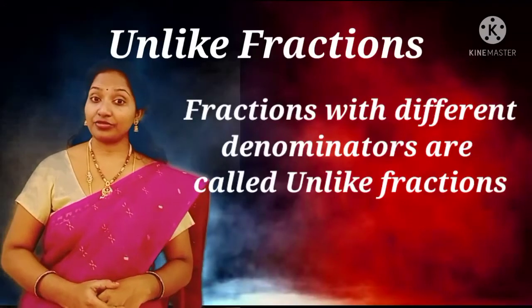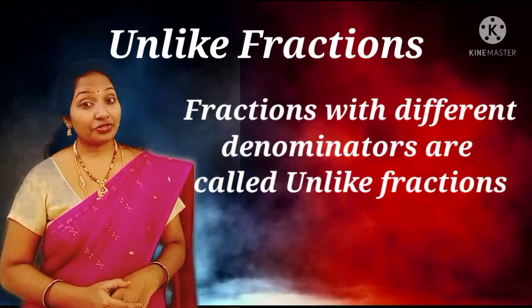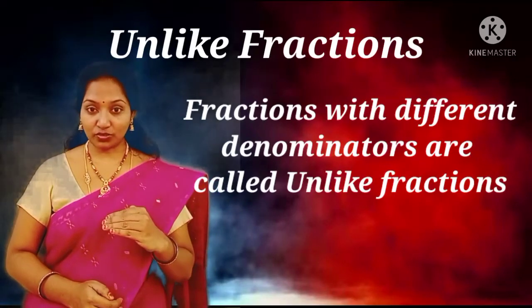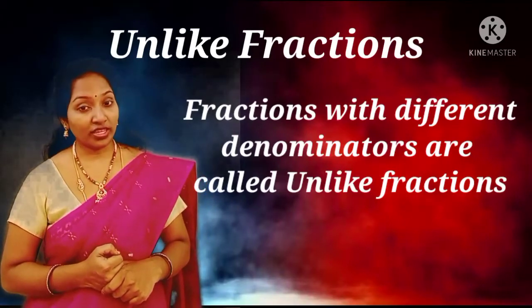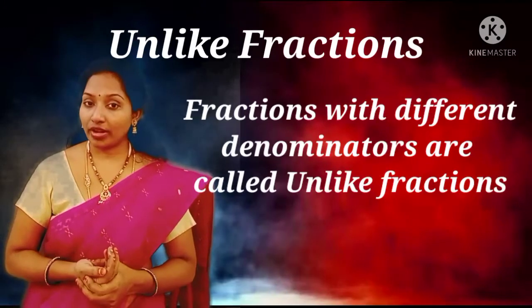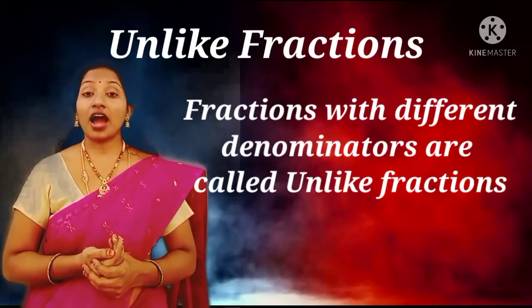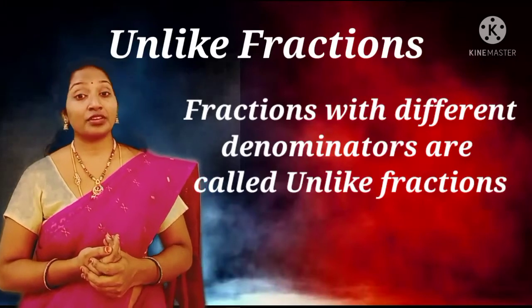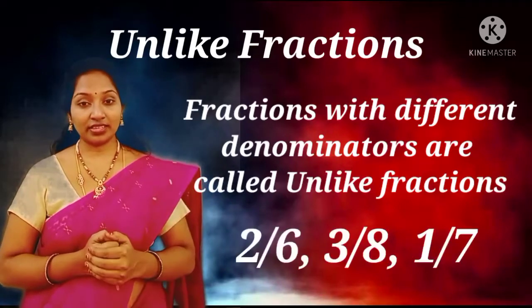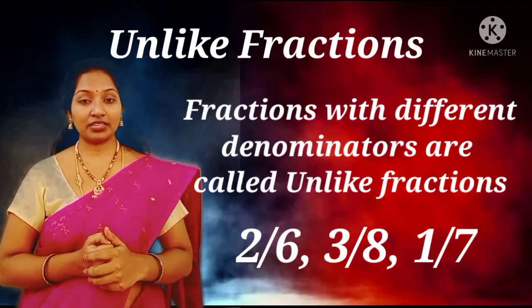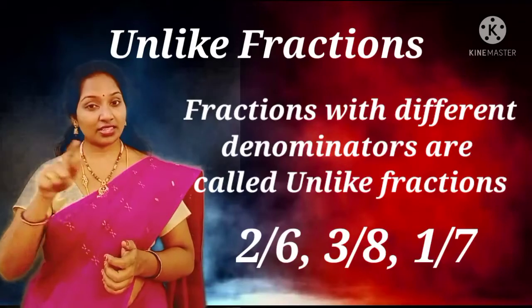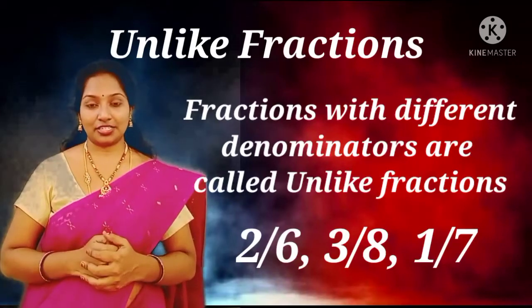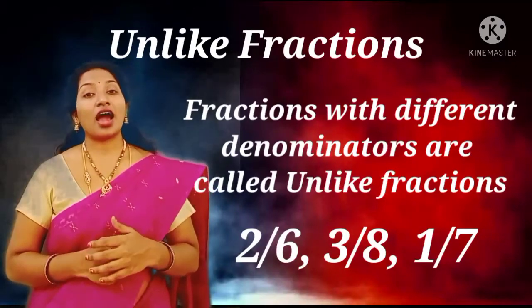Next, unlike fractions. What are unlike fractions? Fractions with different denominators are called unlike fractions. For example, 2 by 6, 3 by 8, 1 by 7. If you see here, the denominators are different, so they are said to be unlike fractions.